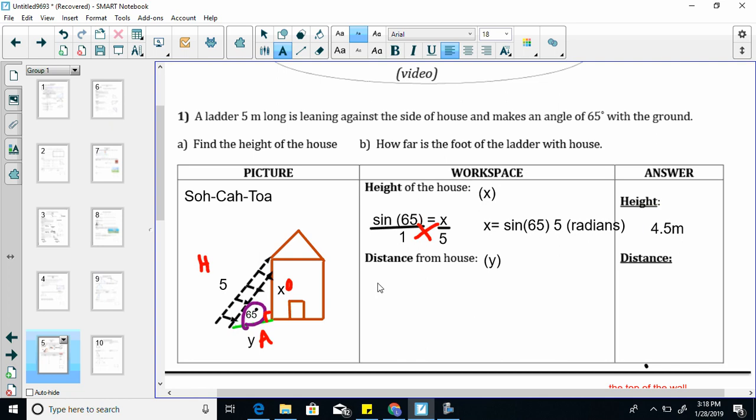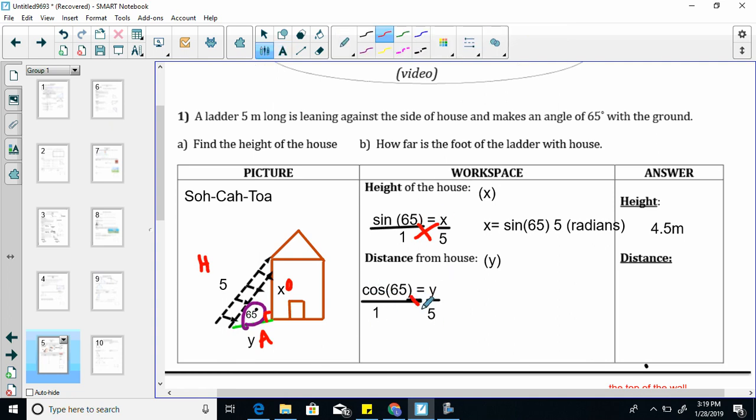And for the distance, now I'm looking at Y. So I'm looking at my adjacent side and my hypotenuse. Adjacent and hypotenuse has to do with CAH, or cosine. So I'm going to take the cosine of my angle, 65, and set up an equation where my adjacent side is over my hypotenuse, because that's what CAH stands for. So Y over my hypotenuse, which is 5. Once again, I'm going to set up a proportion so I can cross multiply. So I'm going to put cosine of 65 over 1.